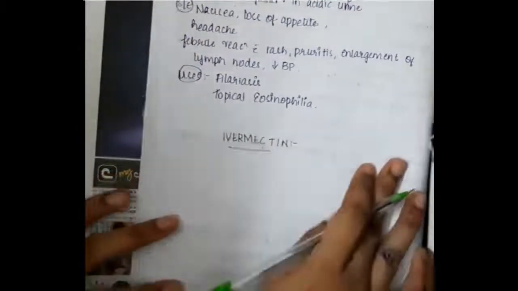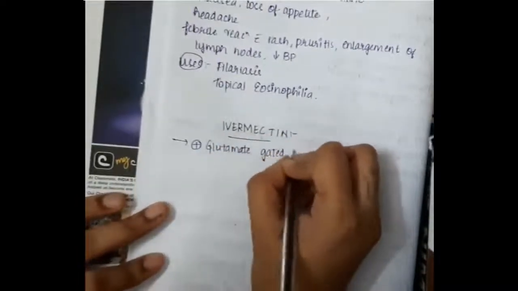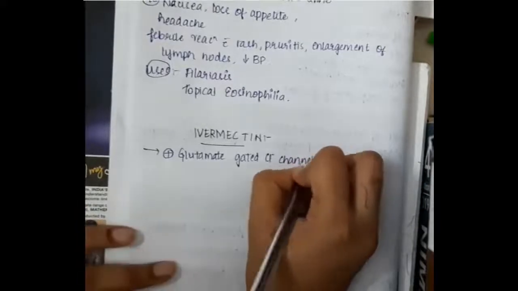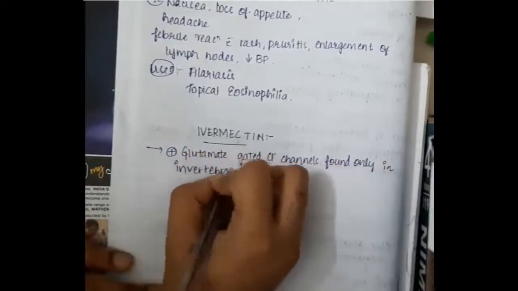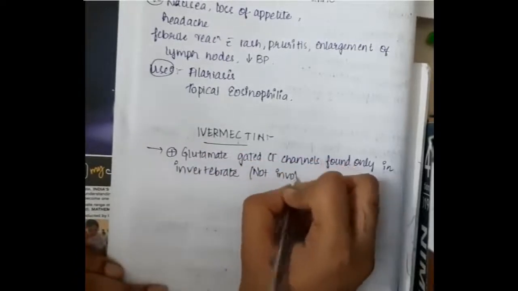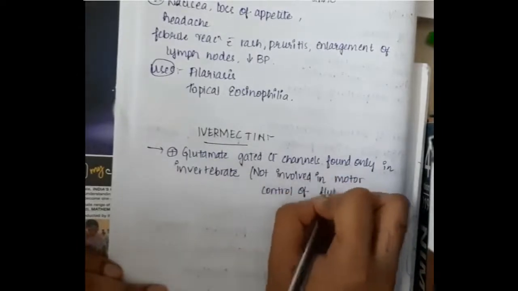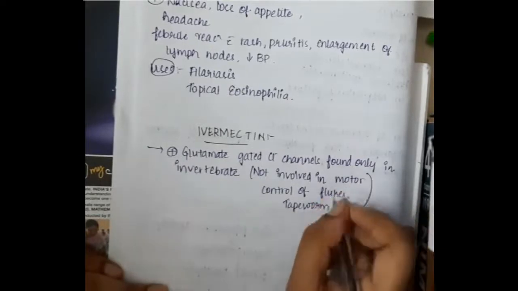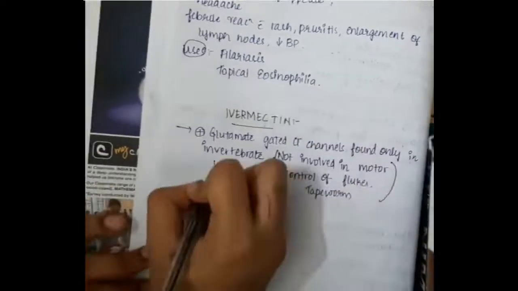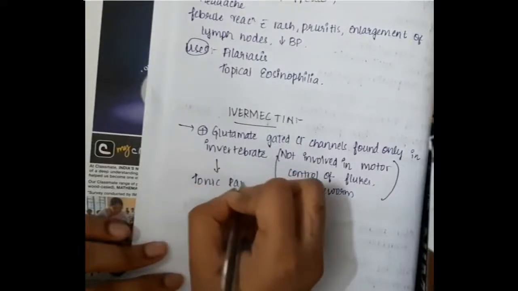This Ivermectin is a drug which will activate the glutamate-gated chloride channels, which are found in invertebrates. These glutamate-gated chloride channels are not involved in motor control of flukes and tapeworms. So as a result, when you activate these chloride channels, this will cause tonic paralysis.